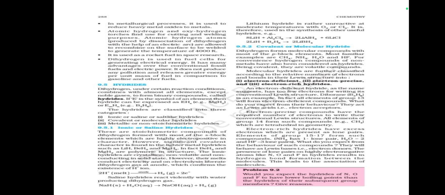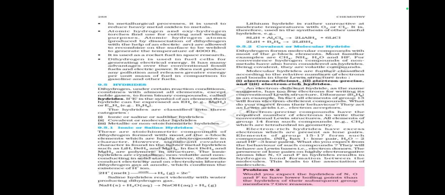Lithium hydride is rather unreactive at moderate temperatures with O2 and Cl2. It is therefore used in the synthesis of other useful hydrides. 8LiH plus Al2Cl6 gives 2LiAlH4 plus 6LiCl. And 2LiH plus B2H6 gives 2LiBH4.